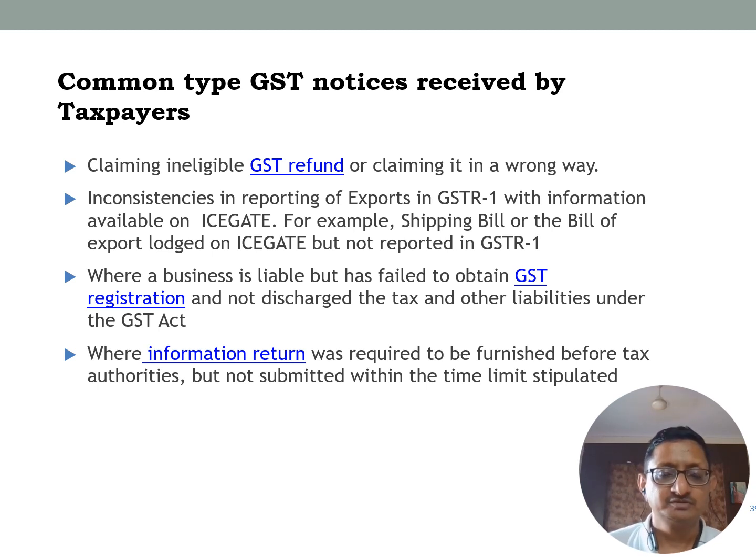Claiming of refund in a wrong way is another area, because the department does not verify at the time of issuing the refund. They verify later, at the time of audit or inquiry. If anything has been refunded wrongly, then the taxpayer has to refund back the erroneously refunded ITC or whatever credit was received, with interest and penalty.